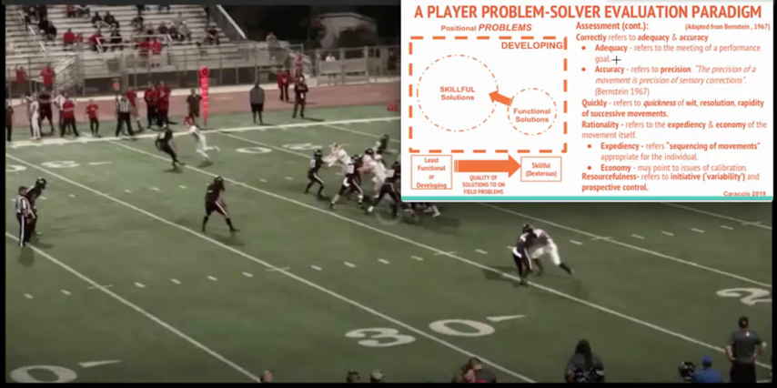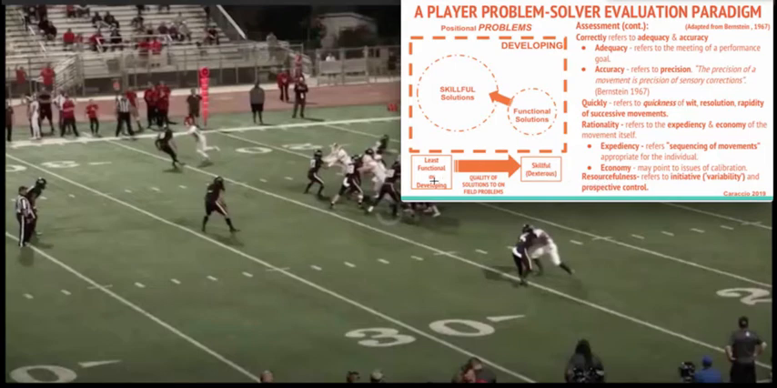meaning they adequately or correctly solved the problem, and was there precision, accuracy, precision of movement relative to the different types of sensory corrections that needed to be made in that moment. Was it solved quickly? Was there quickness of wit and resolution, rapidity of successive movements? Was there rationality in their solution, right? Was there economy and expediency? Was there resourcefulness? Was there any type of an understanding or initiative taken upon the player themselves as they began to see the problem unfold? Were they able to adapt?